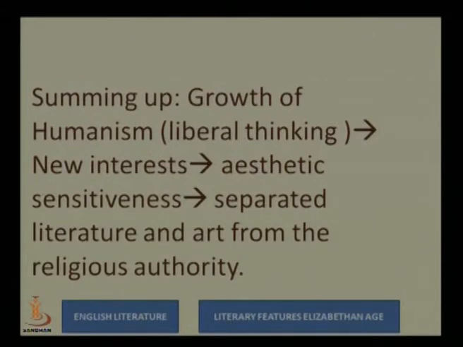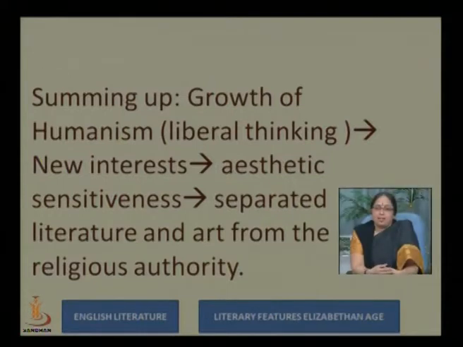Now, before we try to conclude, I would like to sum up the entire features that we discussed today of the Elizabethan age. As we discussed earlier, we have to talk about the growth of humanism, because that is one thing which had a very positive impact on the literature of this period. What you mean by humanism is there was a lot of freedom, there was a lot of liberal thinking which was encouraged during this period.